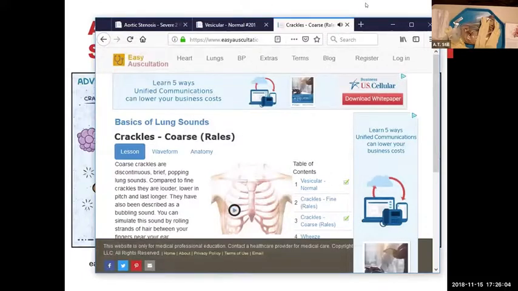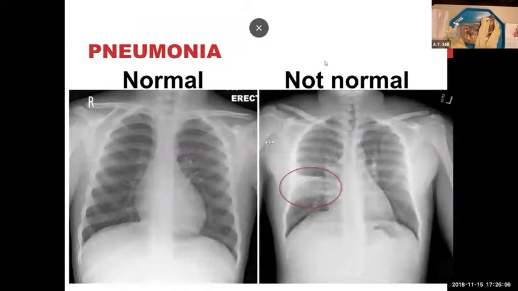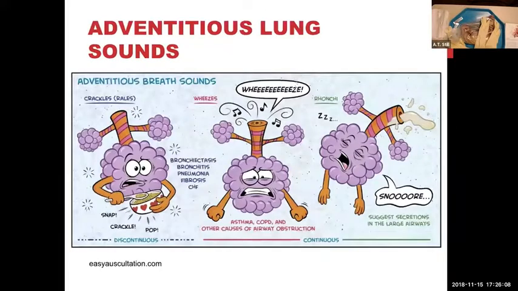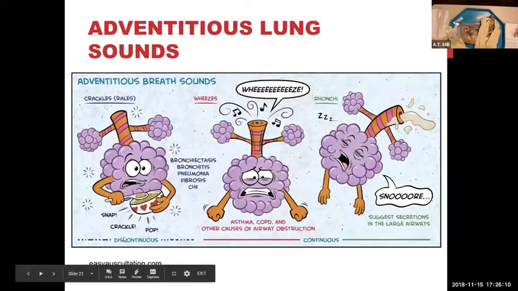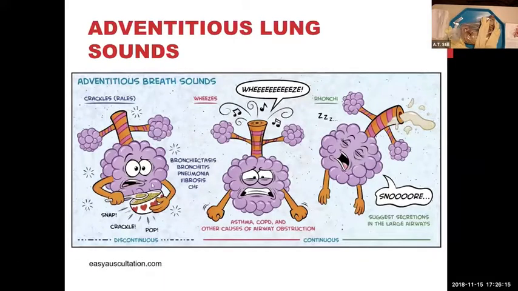Okay, so you can see how that kind of sounds like the Rice Krispie cereal that when you mix it with milk and it makes that kind of crackling sound. So this can happen in a number of different problems like bronchitis, pneumonia, heart failure, that kind of thing.